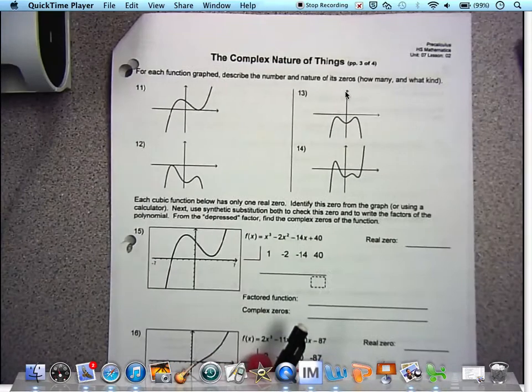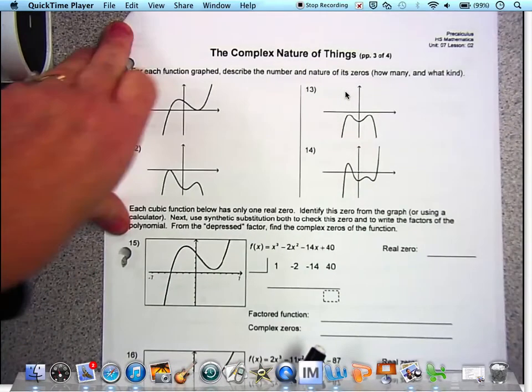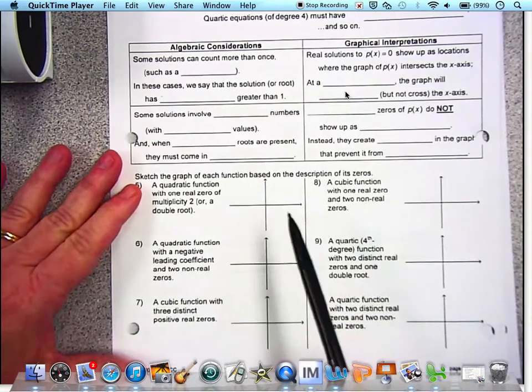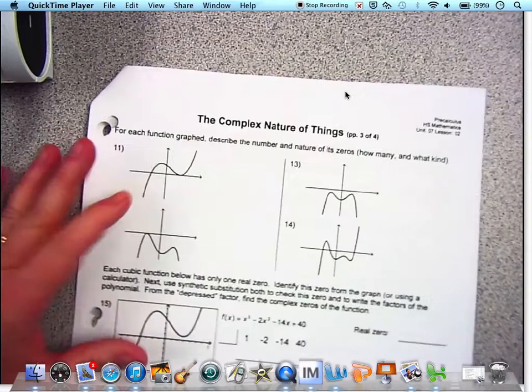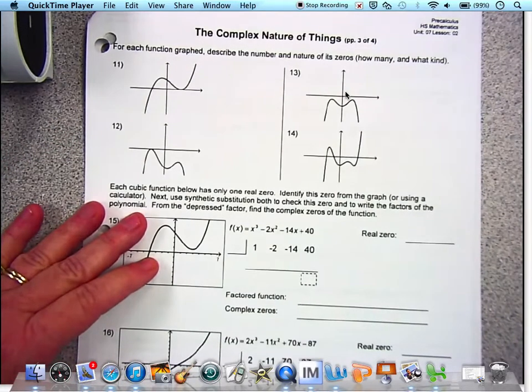All right, we left off yesterday. We drew the graph for the description. Now we're going to be given a graph, and we're going to write the description of the roots, or the solutions.